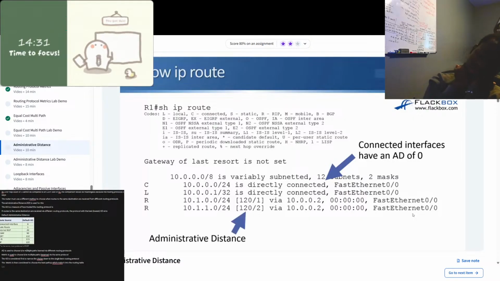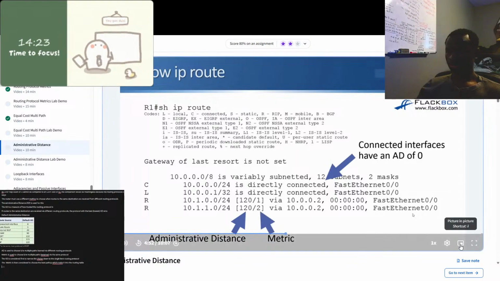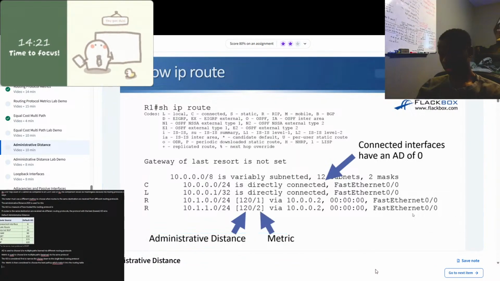The first value is the administrative distance. We already know that RIP has got an AD of 120. The second value is the metric. So here the first route has got a hop count of 1, the second route has got a hop count of 2.